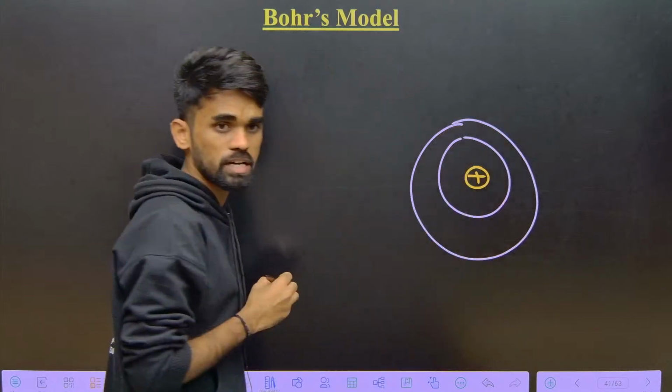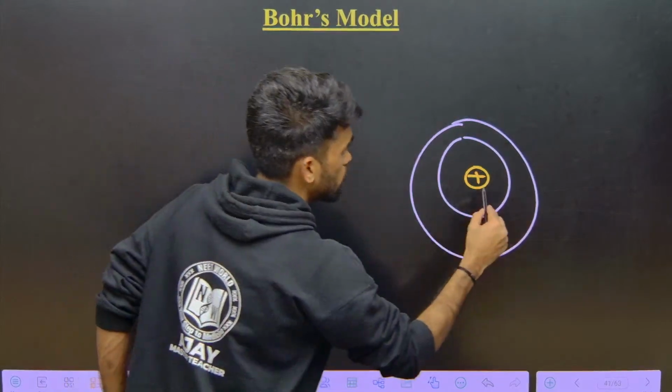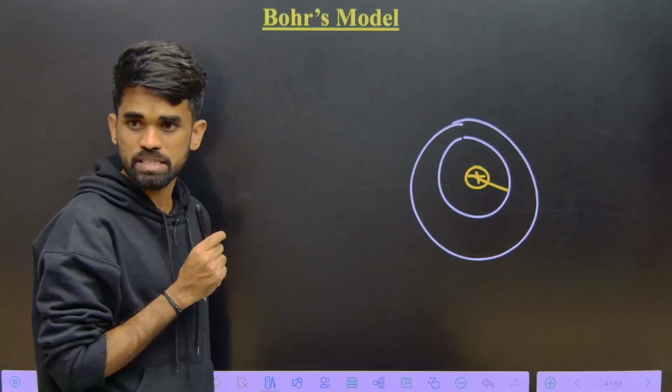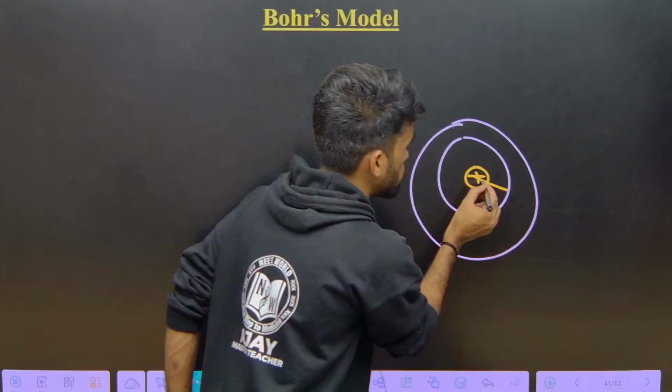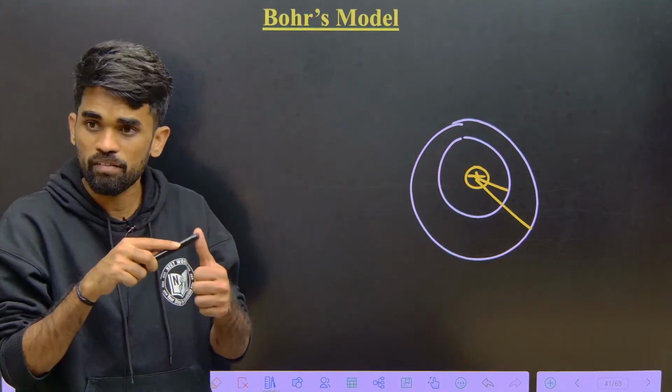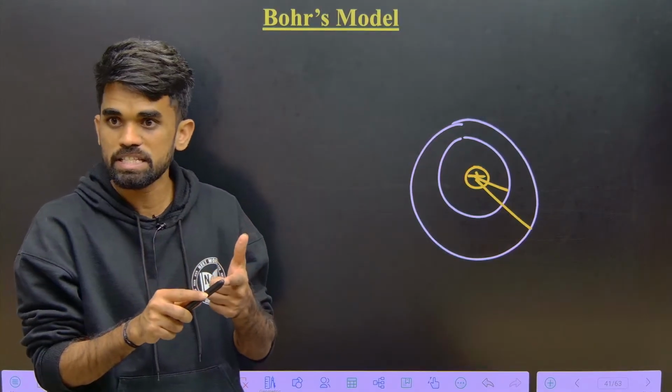In this, electrons are revolving, I am saying. Now the distance from the center of this nucleus to this circular path is fixed. And here also it is fixed. So for circular paths, it has a fixed radius and fixed energies also.